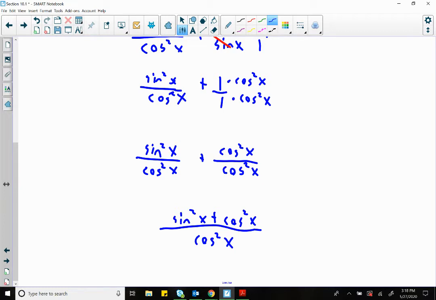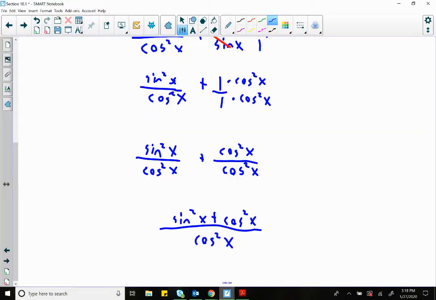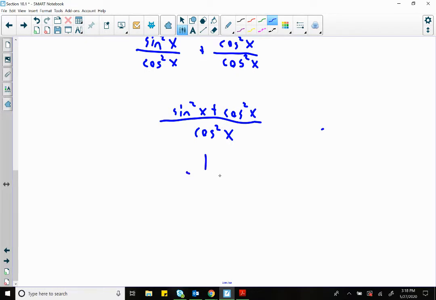And now you're looking at that numerator like, that looks familiar. Yeah, it's because it is. Sine squared plus cosine squared is 1. So we can use that Pythagorean identity to change the numerator. 1 over cosine squared x. Now notice we have only one trig function.